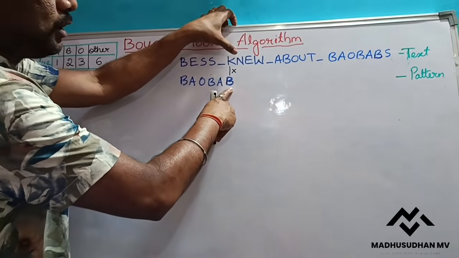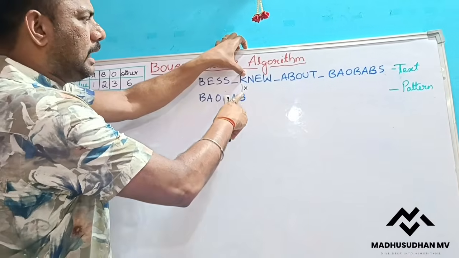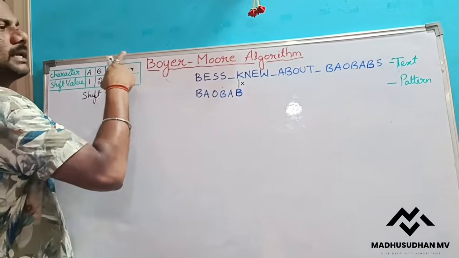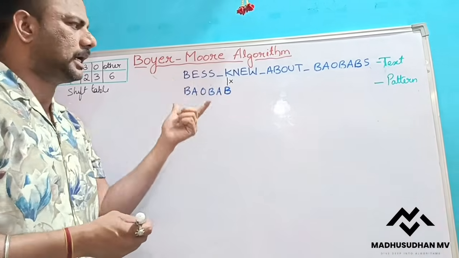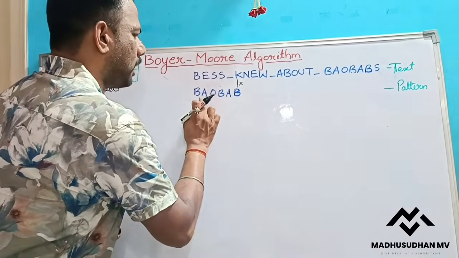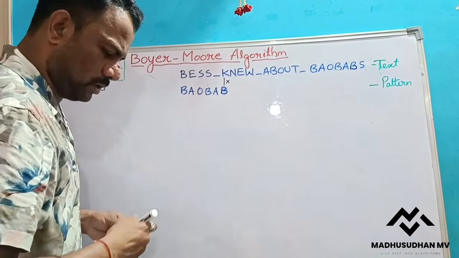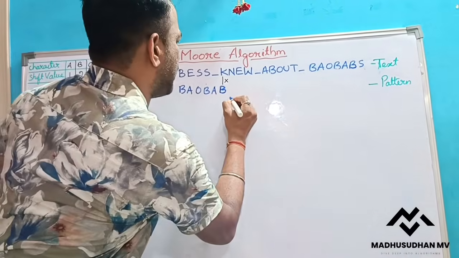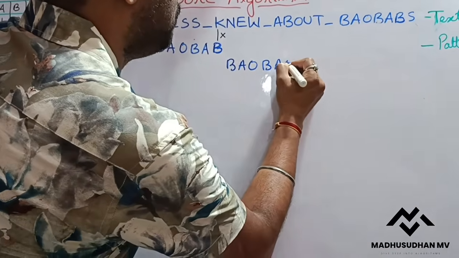Now take the shift value of the character of the text. What is the K value? It comes under other characters, so the K value is 6. Now shift the pattern towards its right by 6 positions: 1, 2, 3, 4, 5, 6. So now I have shifted the pattern here: B, A, O, B, A, B.